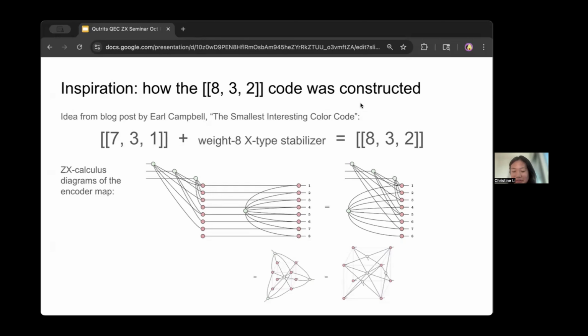So in general, for qutrits there's not really a rule book for adding stabilizers that preserve the logical. So that's definitely also something that we're thinking of, if there are more straightforward rules for this.